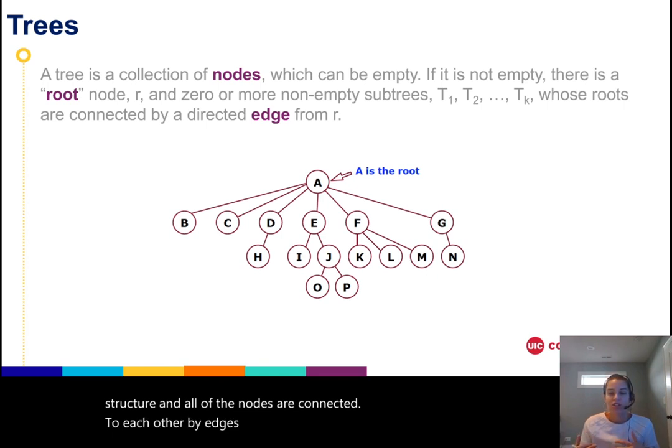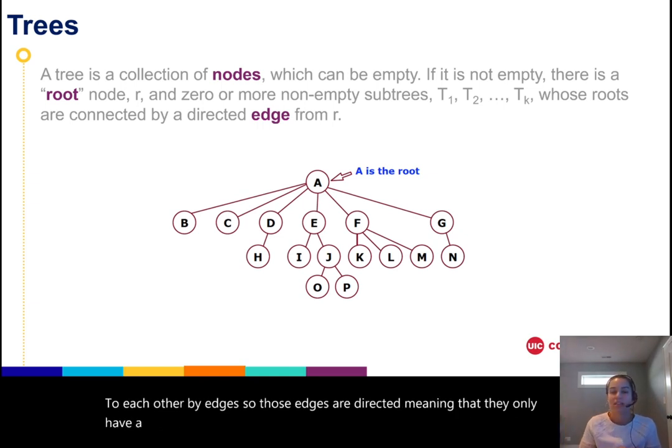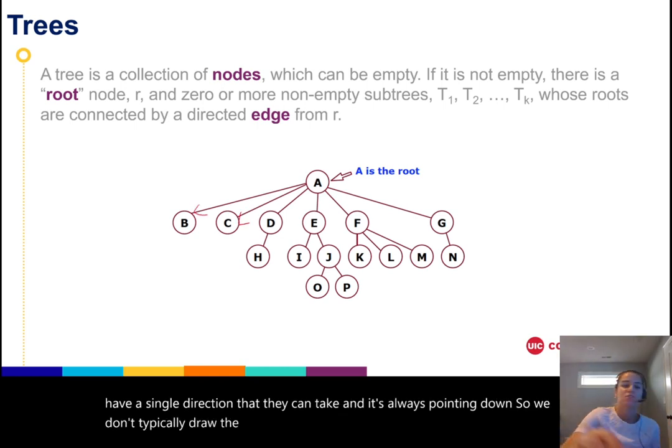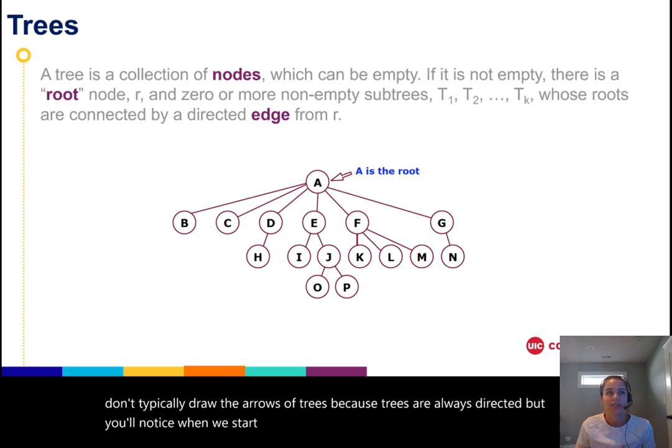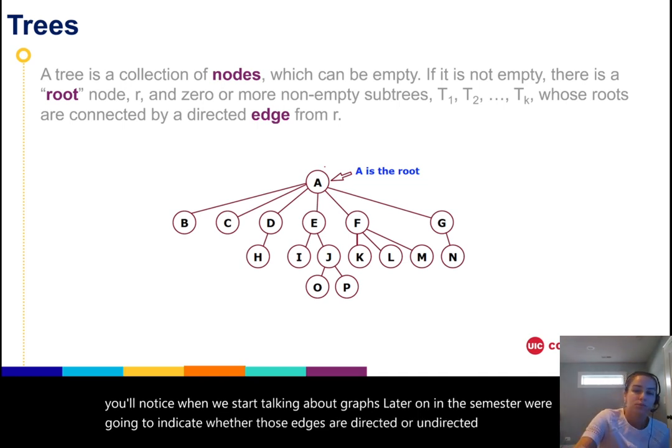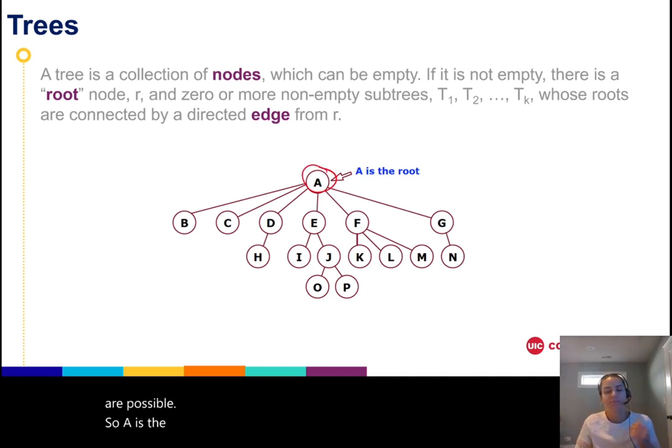So those edges are directed, meaning that they only have a single direction that they can take, and it's always pointing down. So we don't typically draw the arrows of trees because trees are always directed, but you'll notice when we start talking about graphs later on in the semester, we're going to indicate whether those edges are directed or undirected, because both are possible. So A is the root in this tree here.